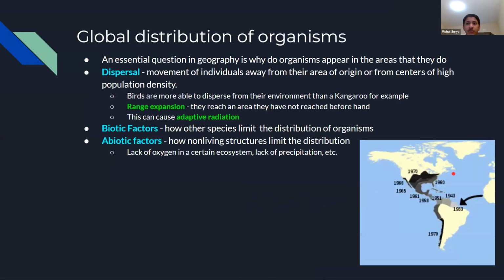Then global distribution shows the different factors that control distribution. We have dispersal, which is its ability to fly away or move to a different area. Biotic factors, such as predators, limit the distribution of a prey species going from one area to another. Then abiotic factors, like mountains, for example, or precipitation, can affect how an organism moves to a different area, which can limit its distribution.